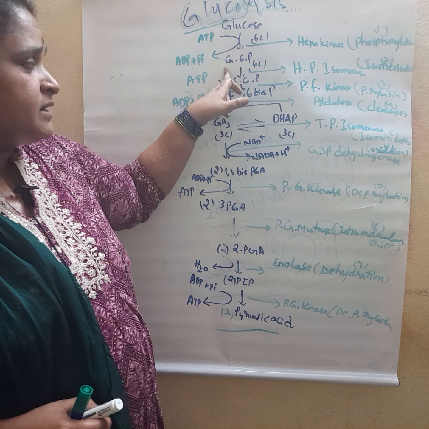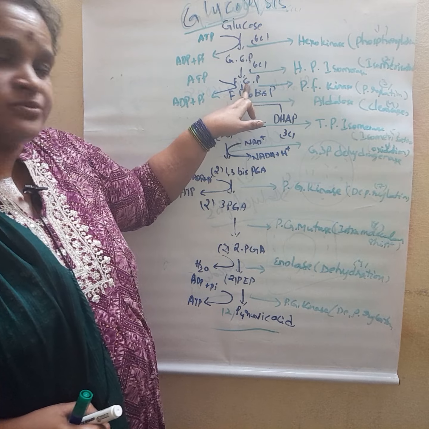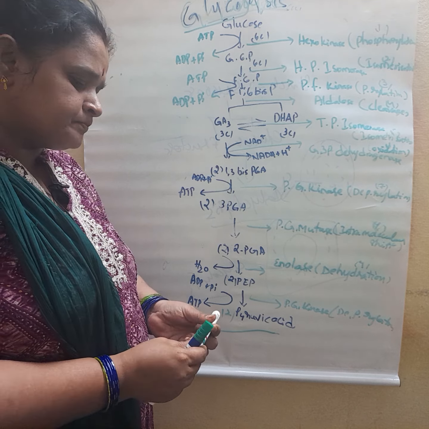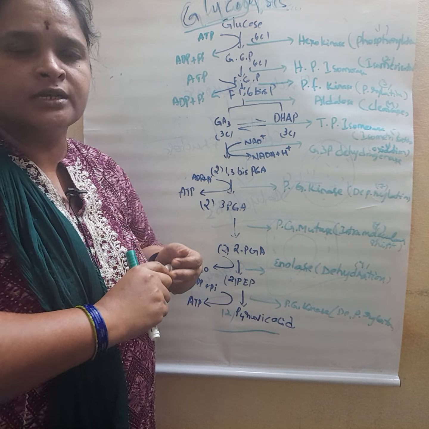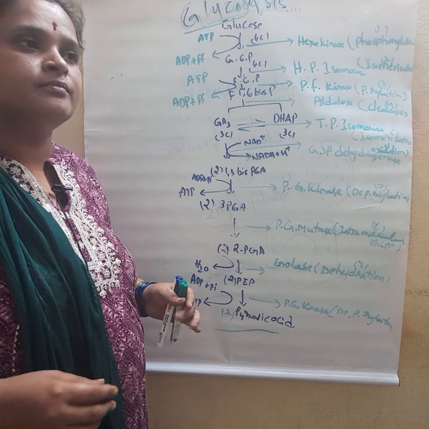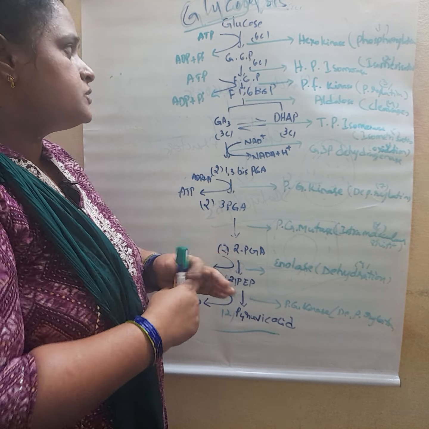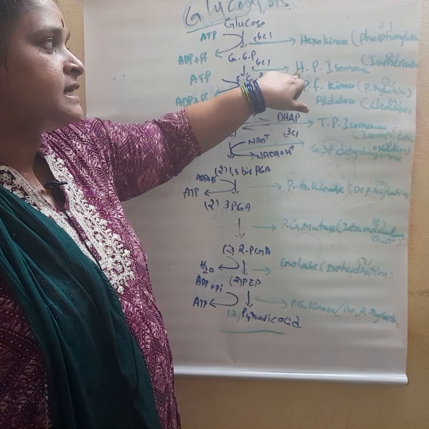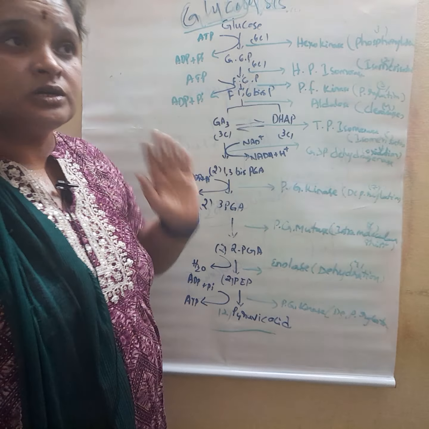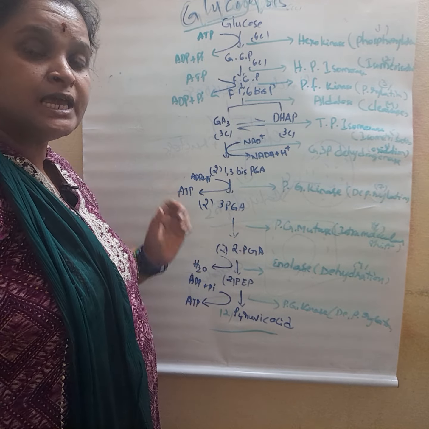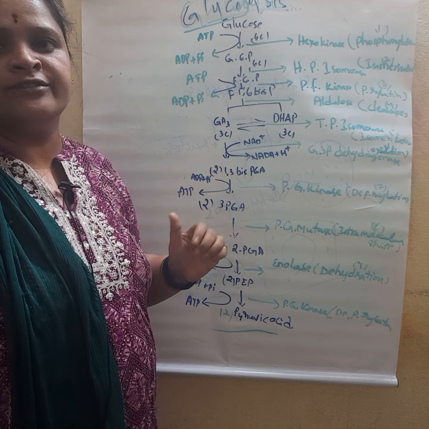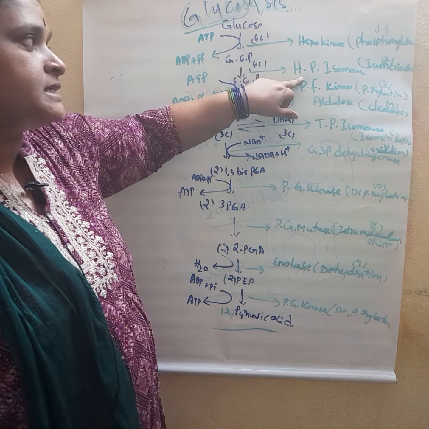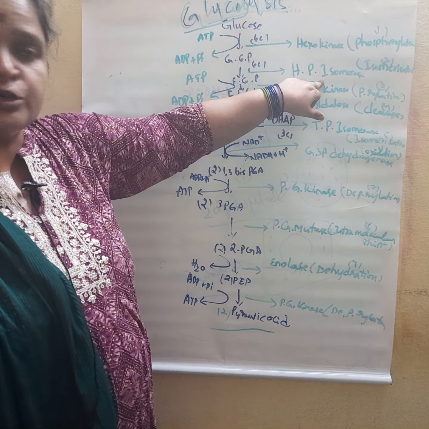Next, this glucose 6-phosphate is converted into fructose 6-phosphate. Usually glucose is an aldehyde sugar, fructose is a keto sugar. So keto sugar is mainly responsible for the breaking down. That's why glucose is converted into fructose 6-phosphate in the presence of an enzyme called hexose phosphate isomerase. Glucose and fructose are isomers, which have the same molecular formula but are structurally different. Okay, right. So glucose 6-phosphate is converted into fructose 6-phosphate in the presence of an enzyme called hexose phosphate isomerase.